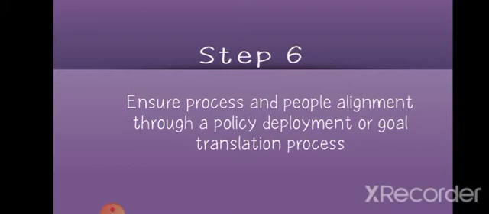But how do you translate your goal? How do you deploy your policy in order to achieve your goal or your desired result, no? So that is step 6, ensure process and people alignment through a policy deployment or goal translation process.